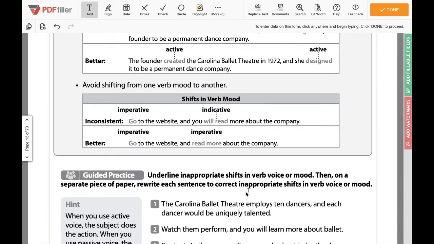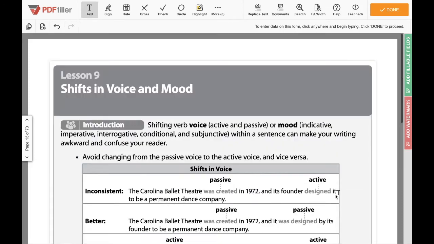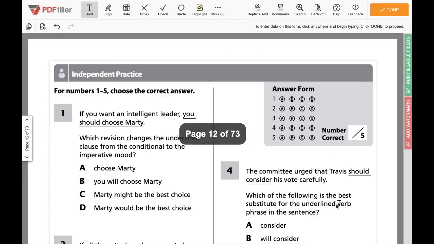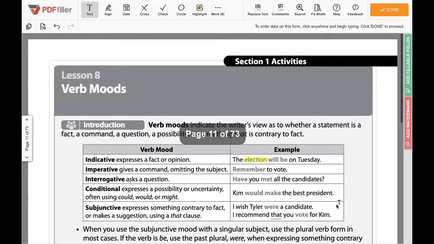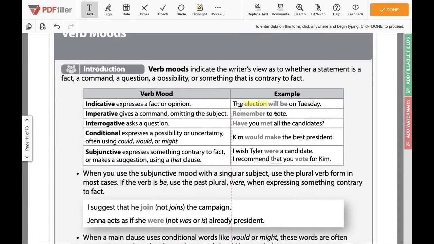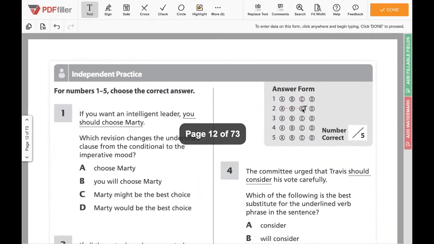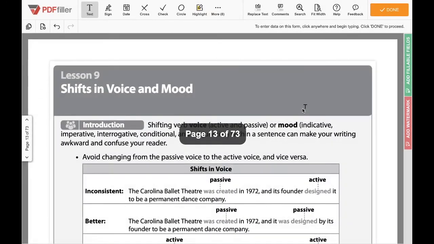Now shifting from one verb mood to another, you don't want to have imperative and then indicative. So here it says go to the website. It's just telling you to do something. That's the imperative. So go to the website and you will read more about the company. And that's the indicative, which if we go back to that page, we know that indicative is saying a fact, so that they will go do something. Imperative gives a command. So those are two separate verb moods. We need to make them the same.